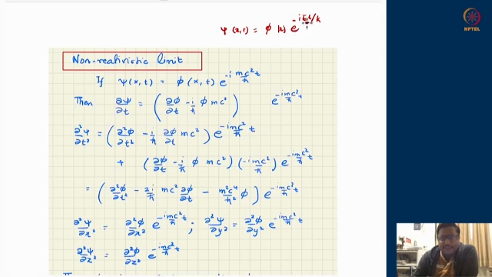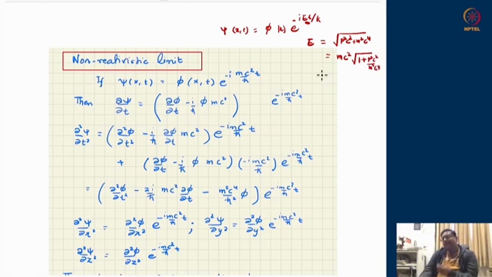Now in this E, there are two terms hiding. E is the square root of p square c square plus m naught square c4. So if m c square is very large compared to pc, I can pull this m square c4 out. Then I will have m c square, and under the root I will have 1 plus p square upon c square and m square c4. This is what we had done for kinetic energy, if you remember, that we went to a frame where this ratio was very small.